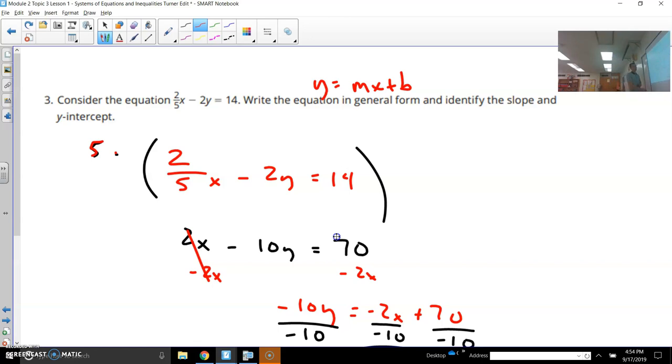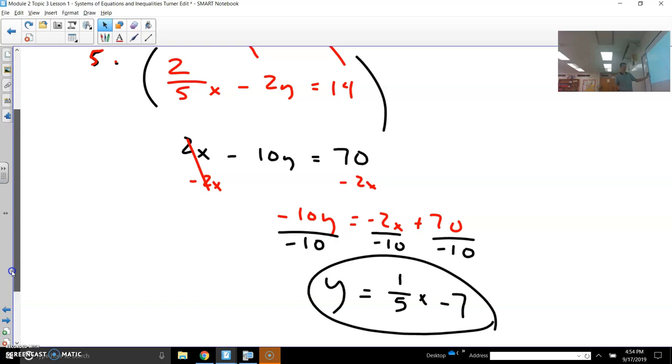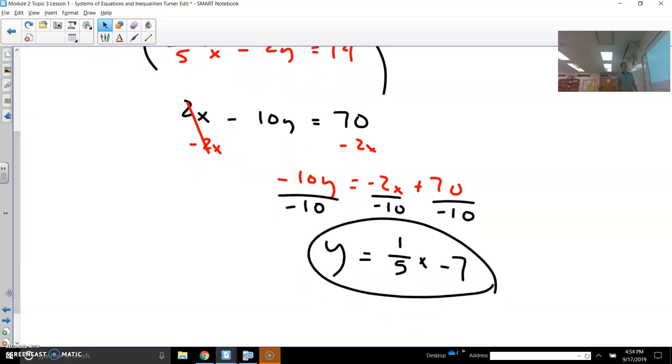Now the first time you do it, this one would cancel just to give you the 2x there. However, I don't want to mark through that 5 because that suggests that I don't keep multiplying. So I do multiply 5 times negative 2 to get negative 10. I do multiply 5 times 14 to get 70. I then begin subtracting the 2x to the other side. And then I divide by negative 10.